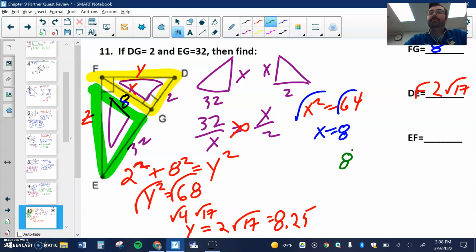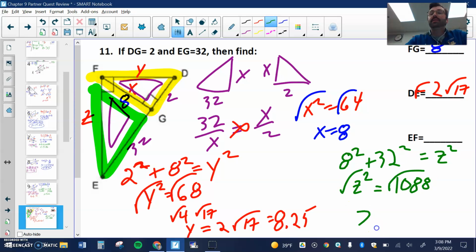Last one, the green triangle. Z is the hypotenuse, so I got 8 squared plus 32 squared equals z squared. 32 squared is a big number. It's what? 1024 plus 64. I got 1088. That's a huge number. I can guess and check and see which perfect square goes into it. I'm just gonna leave it in decimal form for you guys because I know you like that better. 32.9.